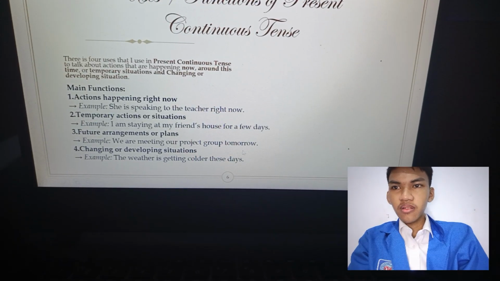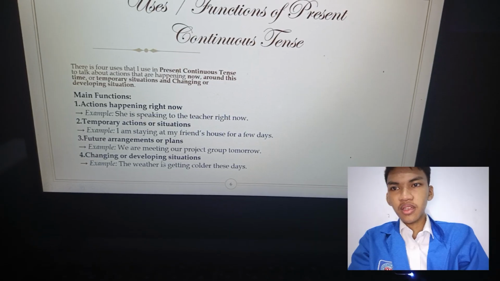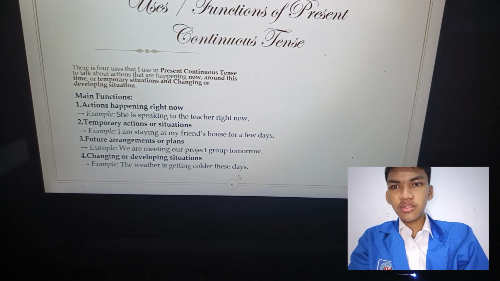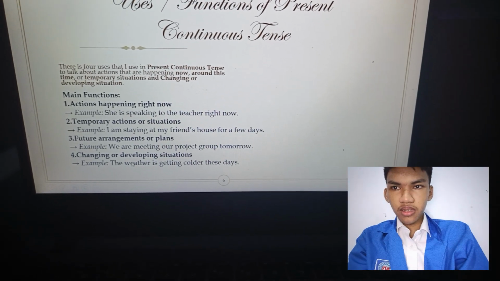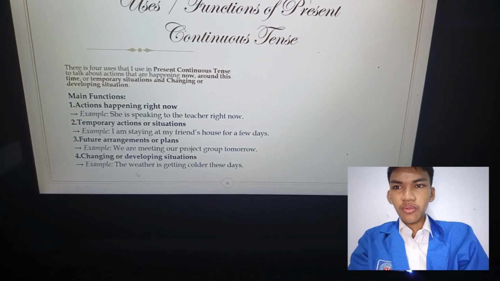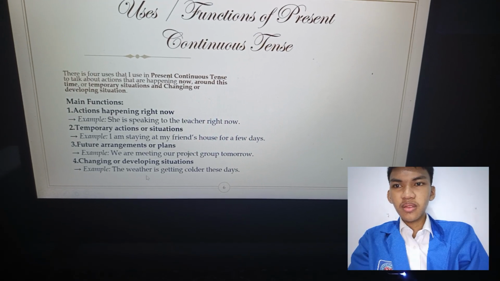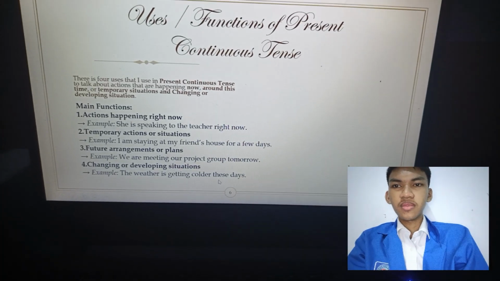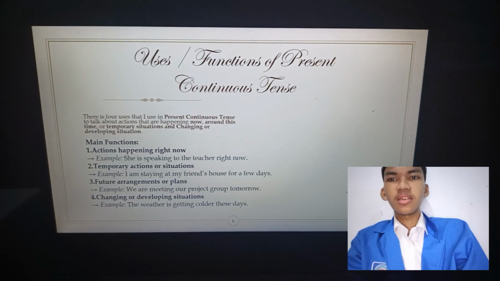Fourth, changing or developing situation. For example, the weather is getting cooler these days. So it's like the weather is not the same. It can be hot or cool depending on the day.